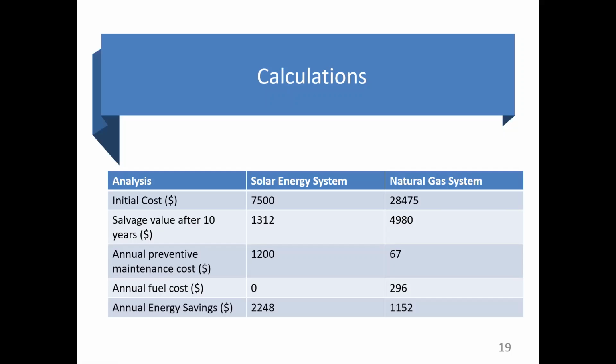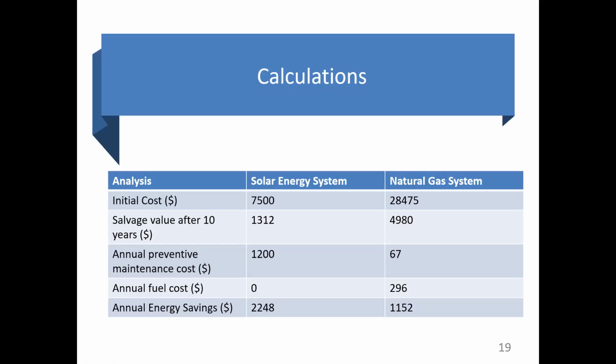Using a percentage of 16, it's around $1,300 for the solar system and almost $5,000 for the natural gas. Preventive maintenance costs are $1,200 for the solar energy system and $67 for the natural gas system. Obviously, the solar energy system doesn't require energy for functioning. For natural gas, the cost for fuel is around $296.